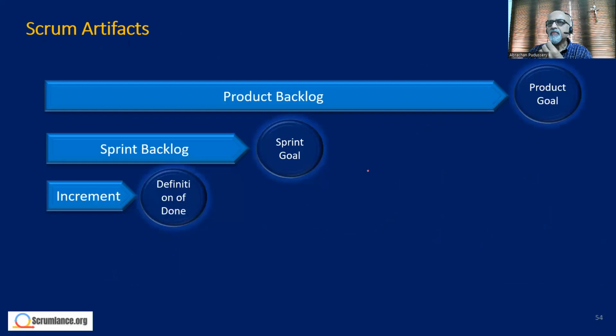Now, every artifact has a goal associated with it. The product backlog has a goal, that is the product goal. What is this product supposed to accomplish? Then we have the sprint backlog, and that has a sprint goal. Basically, at the end of the sprint, what is it that we must accomplish? In the previous lesson, I explained the benefit of having a sprint goal.